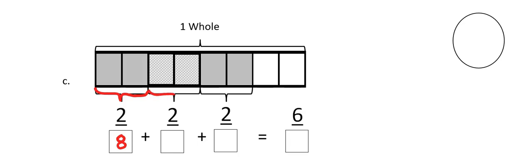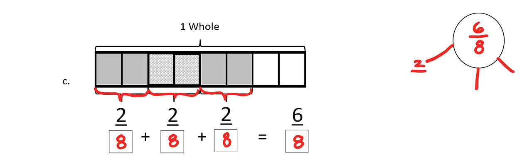I have 2 more sections that are also shaded, so those would be 2/8, and then the last pair would also be considered 2/8. Altogether, I have 6 sections that are shaded out of the 8 that make up the whole. So this diagram is showing us 6/8. I'll put that as the number in my number bond, and I'm going to show that I can make 6/8 using 2/8 plus 2/8 plus 2/8.